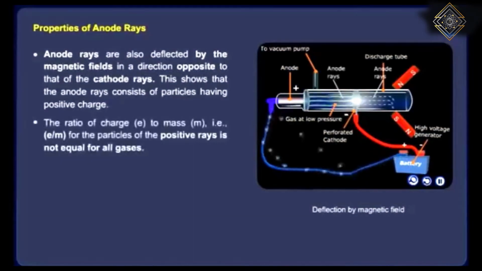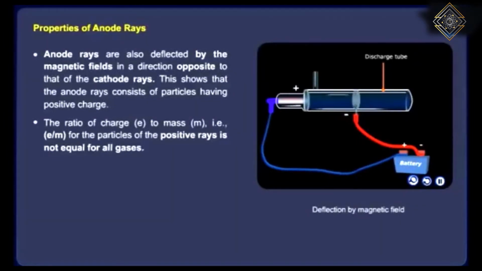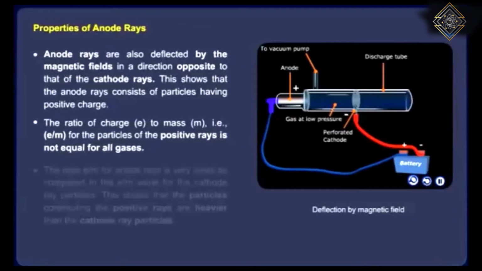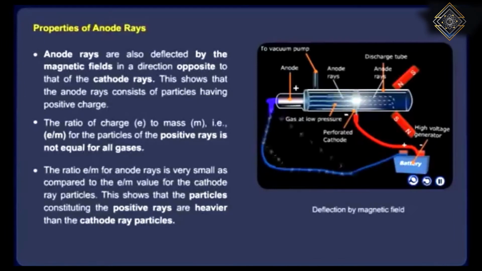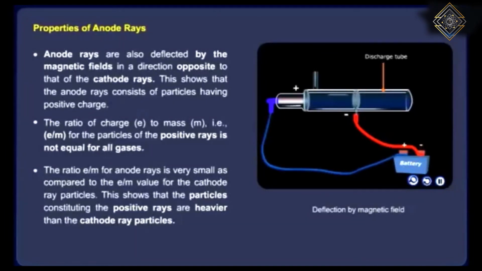The ratio of charge to mass, that is e/m, for the particles of the positive rays is not equal for all gases. The ratio e/m for anode rays is very small as compared to the e/m value for the cathode ray particles. This shows that the particles constituting the positive rays are heavier than the cathode ray particles.